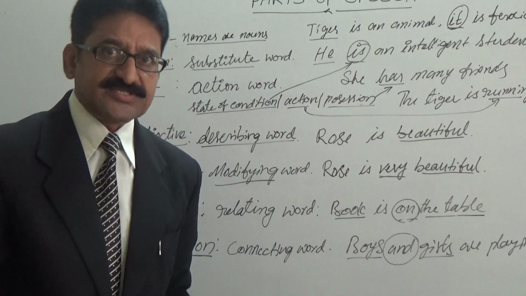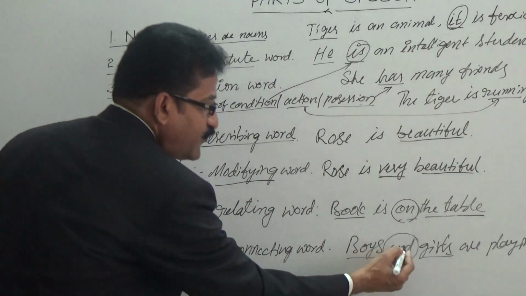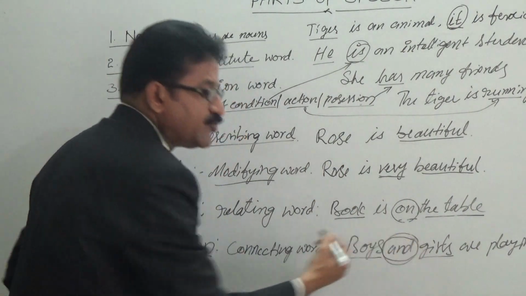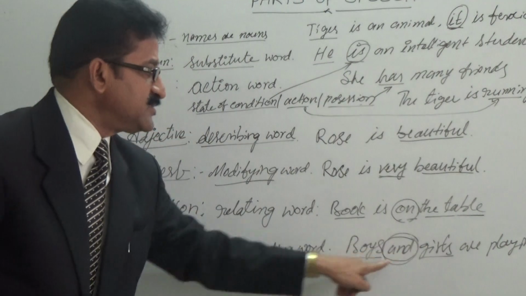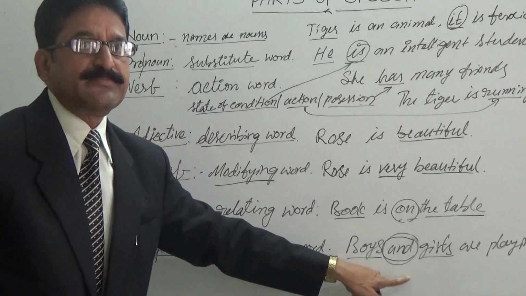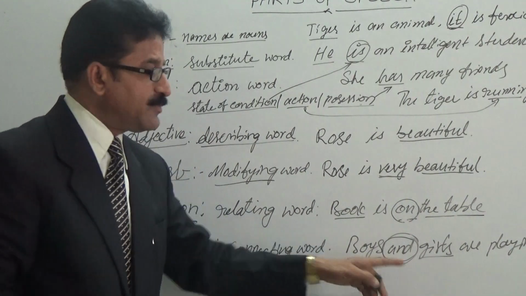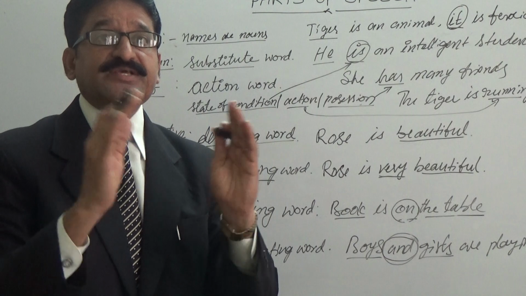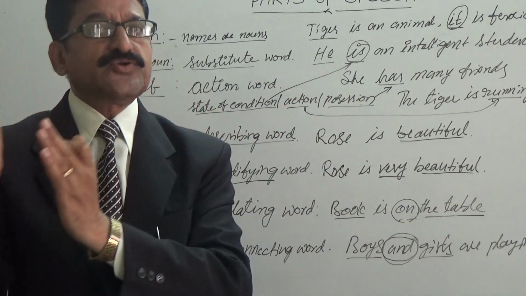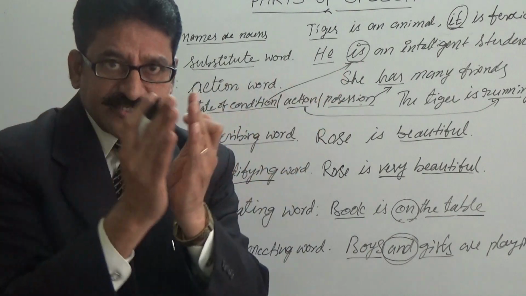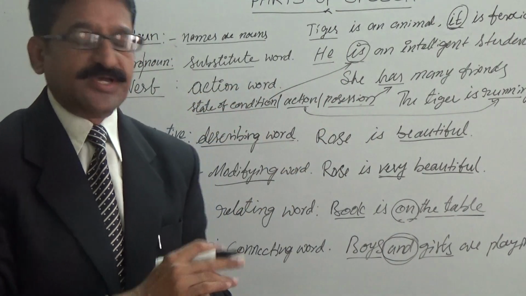Sometimes two sentences are also joined. The words used for joining are called conjunctions. They connect two words or sentences, so we call them connecting words. For example, he worked hard but he got only second class. He worked hard is one part of the sentence, he got only second class is another part, joined together with "but".